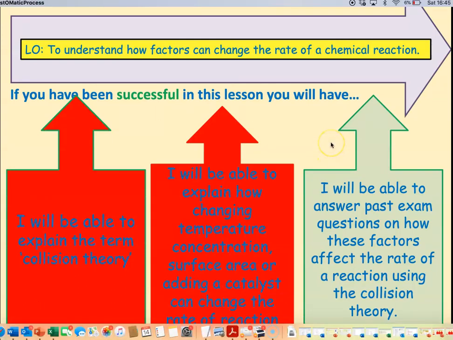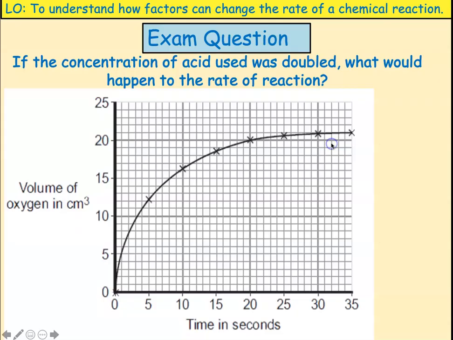Okay, now we're going to look at some past exam questions on how these factors affect the rate of reaction. Right, first exam question. If the concentration of acid used was doubled, what would happen to the rate of reaction? Now, the first thing you would want to look at, and you sometimes are asked, is to draw in another line of what you would expect the double the concentration to look like. Well, I think we've done that in a previous screencast. So where do you think it should be?